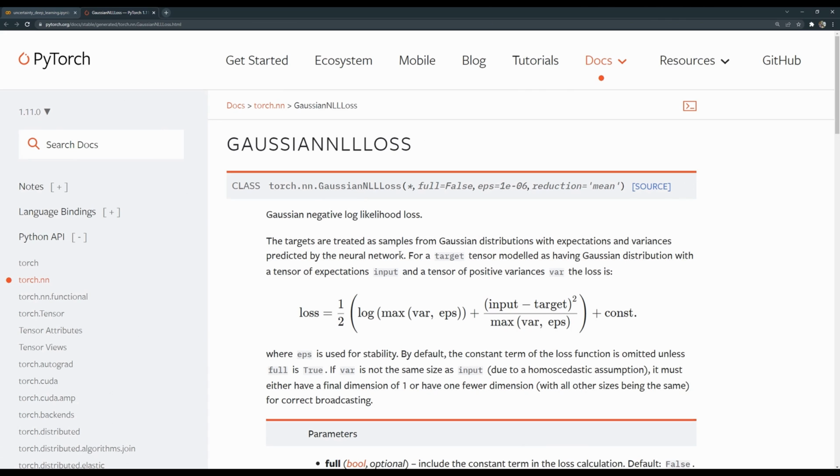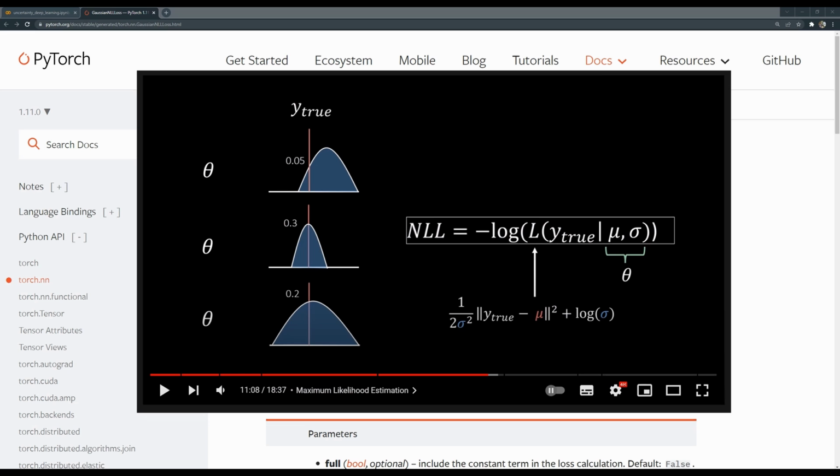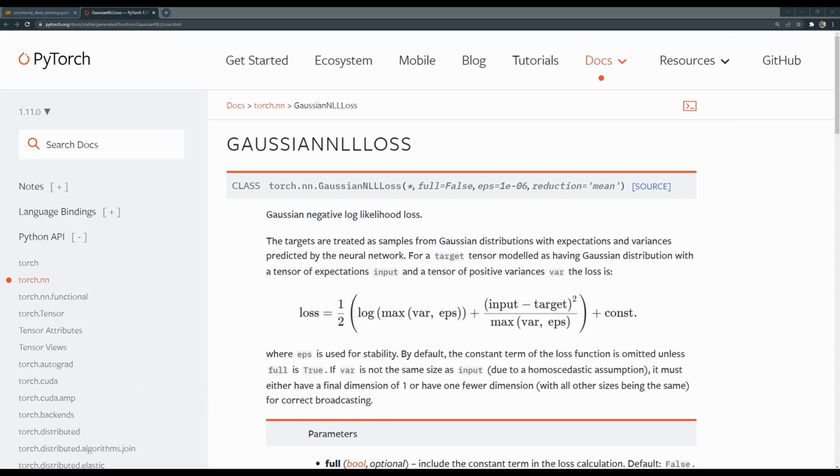This loss function is defined by this formula, which is nothing else but the mean, so the predicted mean of the distribution, minus the regression target, and everything squared. So this section is basically the mean squared error. And then we have that divided by the variance, and we have this additional term that penalizes too large variances. I've shown this formula in the previous video already, and this is just the PyTorch implementation of it.